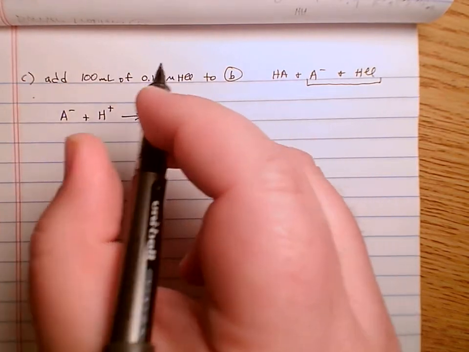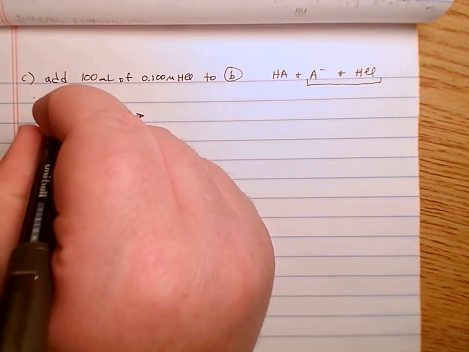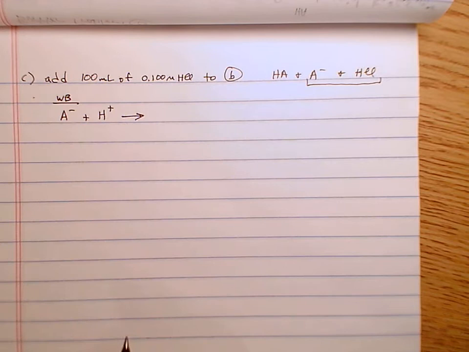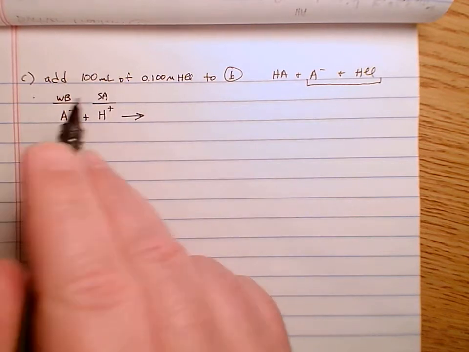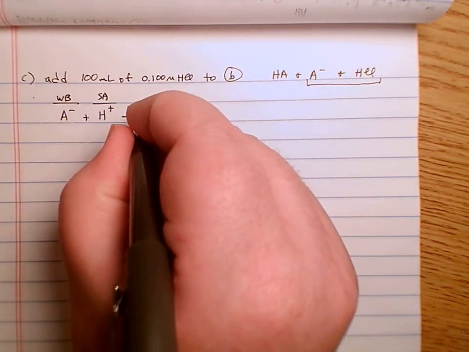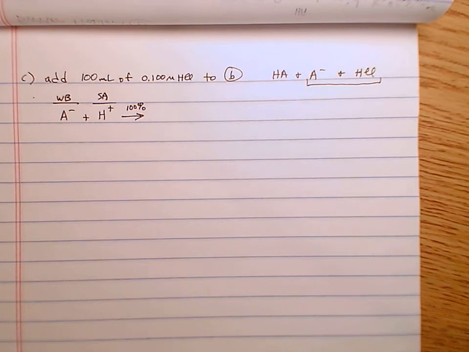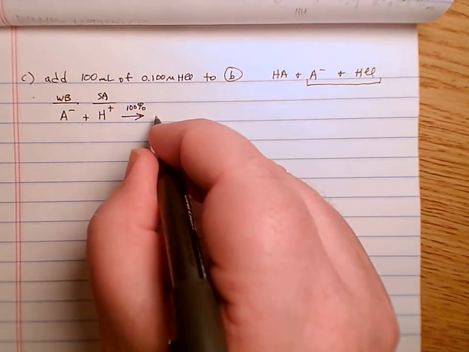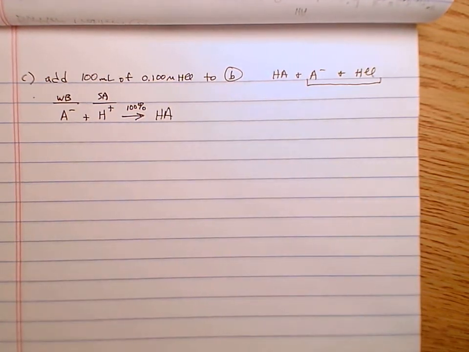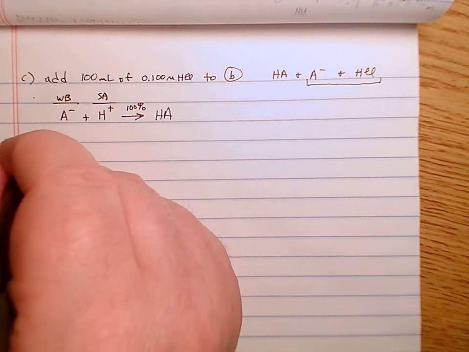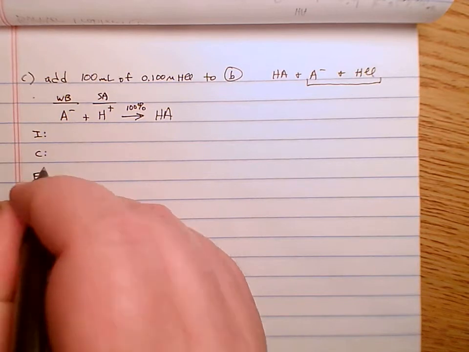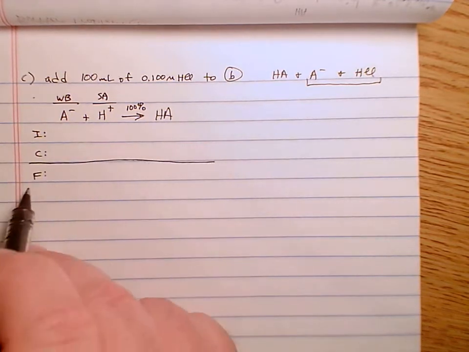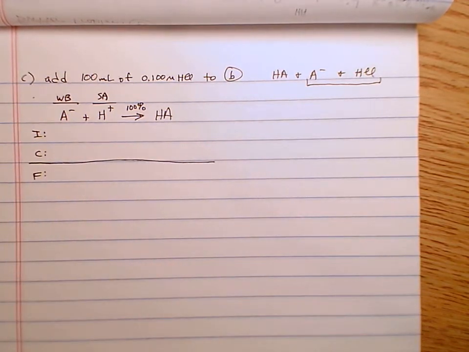And note, this is a weak base. The conjugate base of a weak acid is a weak base, but HCl is a strong acid. Weak base, strong acid reactions go 100%. And this will form HA. All right. Initial, change, final. Since this is a 100% reaction, this is not equilibrium, so I put final there.